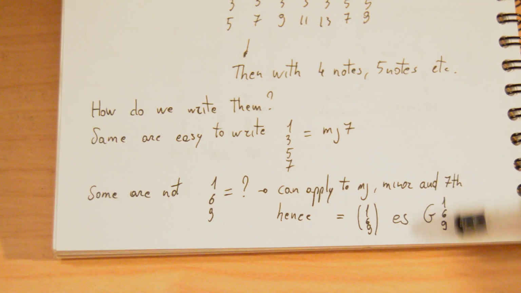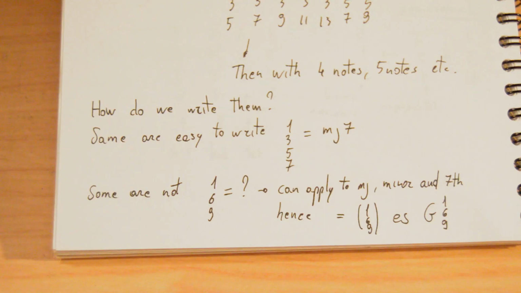I'm literally going to write down the intervals. In jazz, as a genre, if you look at the lead sheet or the real book, we tend just to write the chord, G major. Then it's left to the improviser to decide what voicing. We don't have to be that precise.